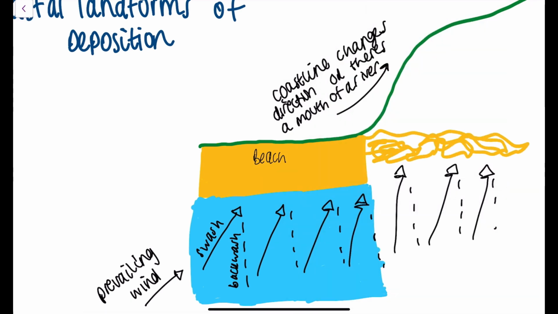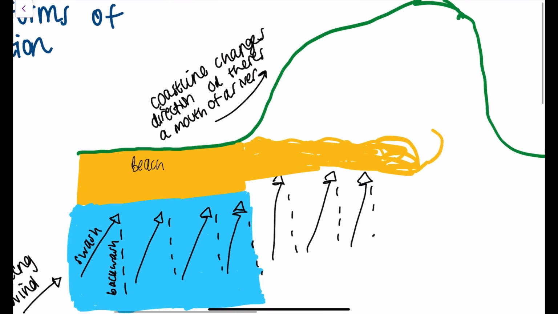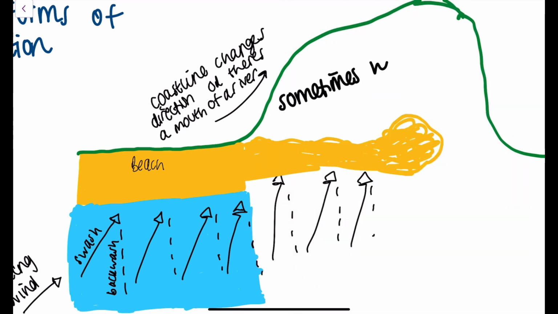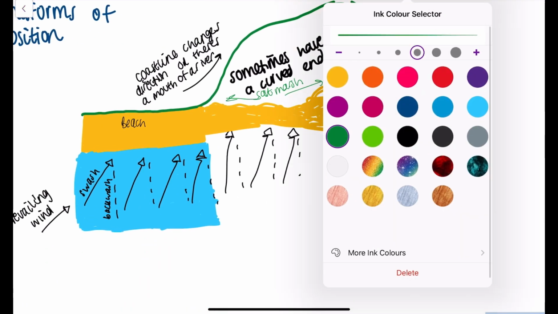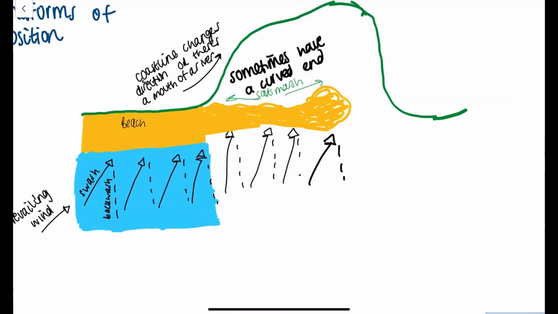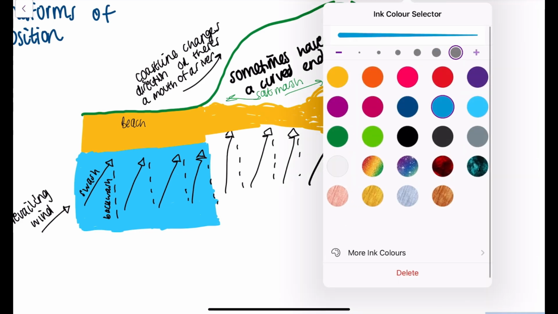So, as you can see here, I'm trying to show you that buildup of sediment, which goes on to form a spit, which is just a section of sand or shingle that extends from the mainland into the sea. Spits can often curve at the end due to changes in wind direction or wave refraction, and a salt marsh may form behind the spit because that water is sheltered, and that's a really good habitat for animals such as birds.